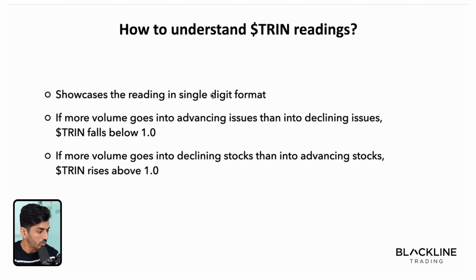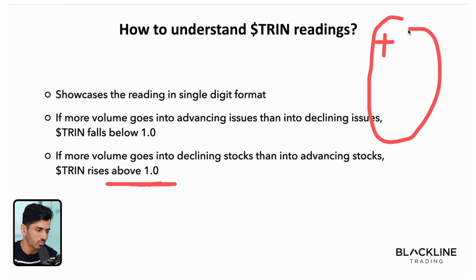TRIN showcases the reading in single-digit format. If the volume goes into advancing stocks, then into declining stocks, TRIN will fall and give you a value below 1. Similarly, if the volume goes into declining stocks, then into advancing stocks, TRIN will rise above 1. So you will get a reading in a narrow range, and that's pretty much it.